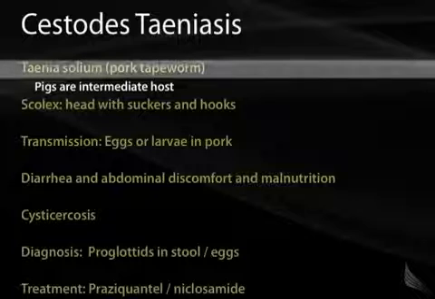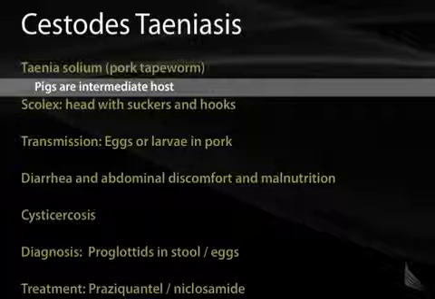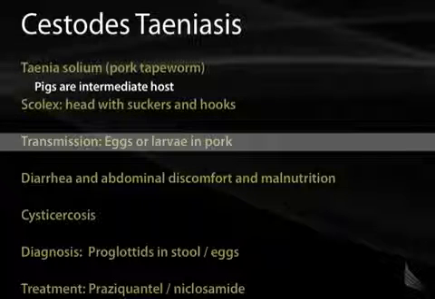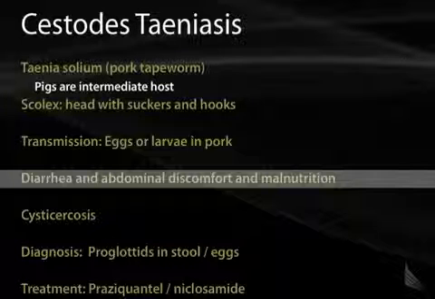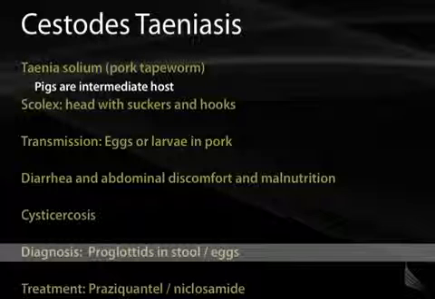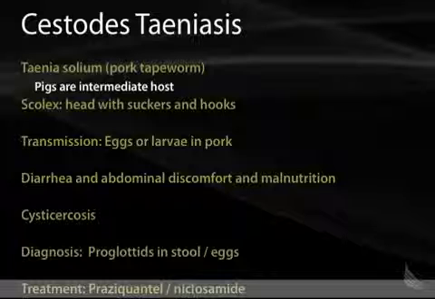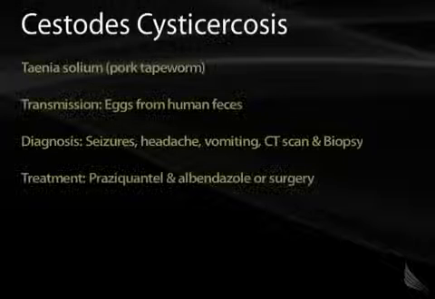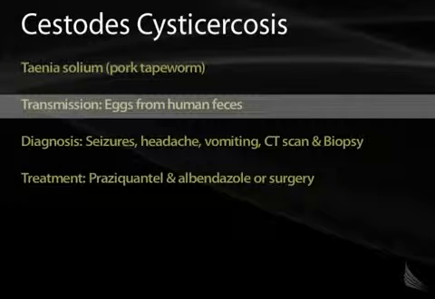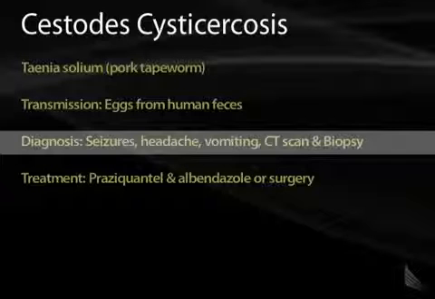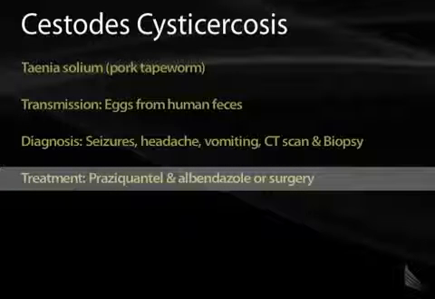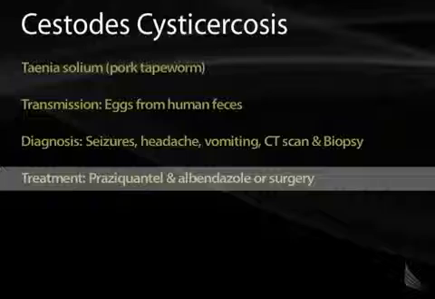Taeniasis comes from Taenia solium, which is the pork tapeworm, and the pigs are the intermediate host. Again, we have the scolex, and we get it from eating the eggs or the larvae in undercooked pork. It causes diarrhea, abdominal discomfort, and malnutrition. Cysticercosis is an associated disorder where we get proglottids in the stool, and we also treat it with praziquantel and niclosamide. Cysticercosis is from the pork tapeworm. We also get it from eggs or from human feces. It can cause seizures, headache, vomiting, and you want to diagnose this with a CT scan or get a biopsy tissue. Again, the treatment is praziquantel and albendazole or surgery to remove it.